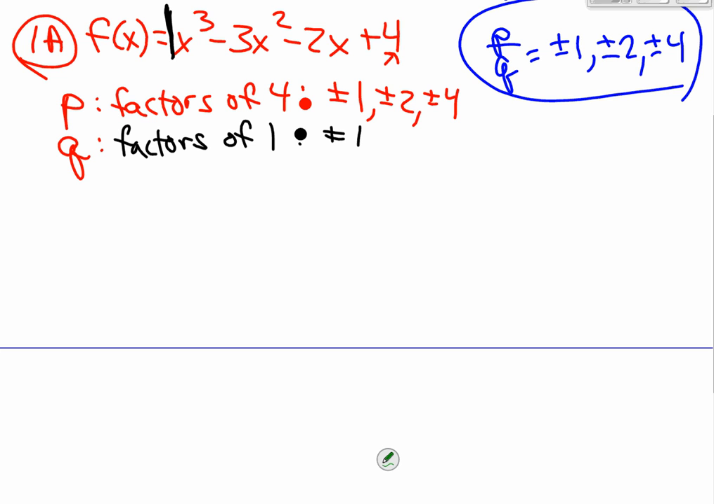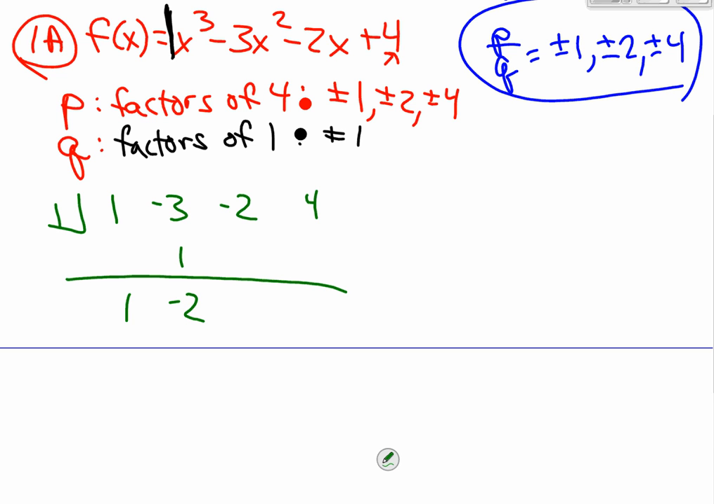So it's important to me that you do these first couple and just write them down to get back in that rhythm before we go to the shortened version. So we would try 1 first, and 3, 2, 1, 0, so all the terms are accounted for. 1, -3, -2, and 4. And I'll draw my line. I bring down my 1. 1 times 1 is 1. -3 plus 1 is -2. Times 1 is -2. Then -2 plus 4 is 2. And maybe I made a mistake.